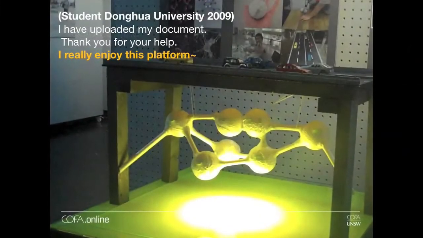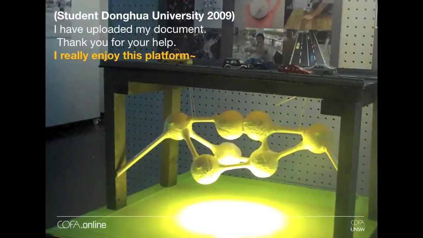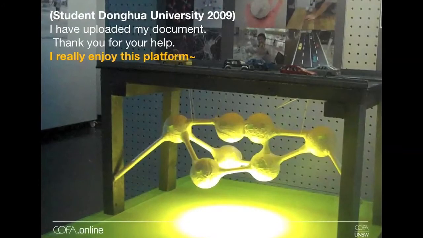It's interesting to note that after the face-to-face studio, the Chinese students started to use the website, and we were getting comments like this, how much they actually enjoyed using the platform.